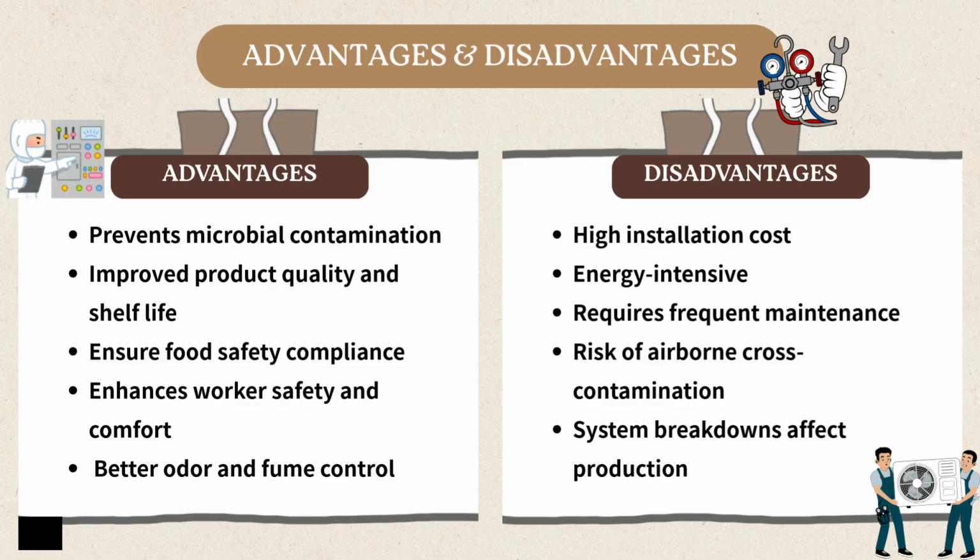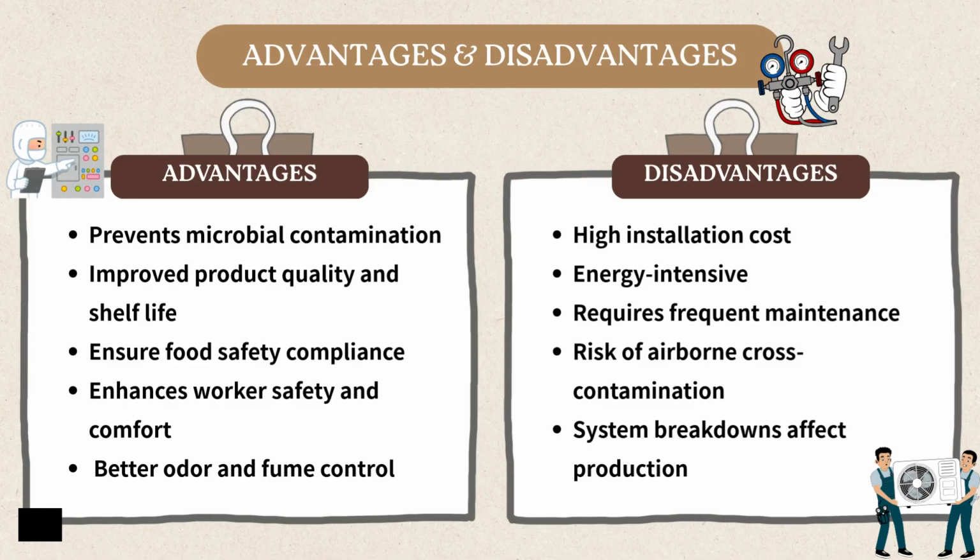Another advantage is improved worker safety and comfort. A well-ventilated, cool and also clean environment reduces the heat stress and creates better working conditions for the employees. Lastly, HVAC system offers better control of odor and fumes. It helps remove steam, strong smells and also chemical vapors, which help maintain a pleasant and safe environment in the processing areas.